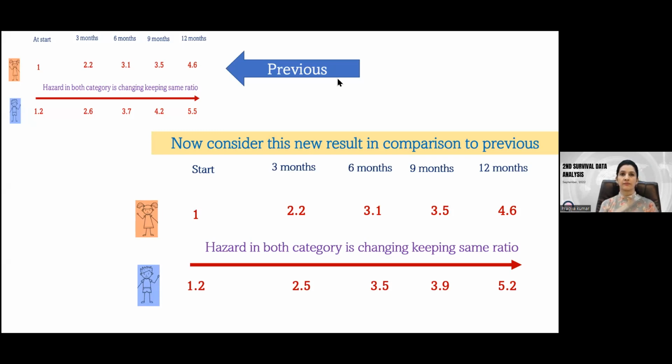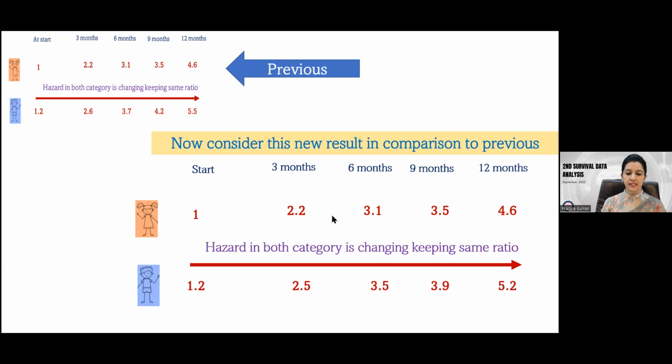And then what will be the answer for 3.5 by 3.1? All of you please calculate it. It is 1.13. 3.9 by 3.5, what will that be? 1.12. And 5.2 by 4.6, what will be the answer? 1.14. So there is a range. You can see it is from 1.11 to 1.14. It is not exactly the same.